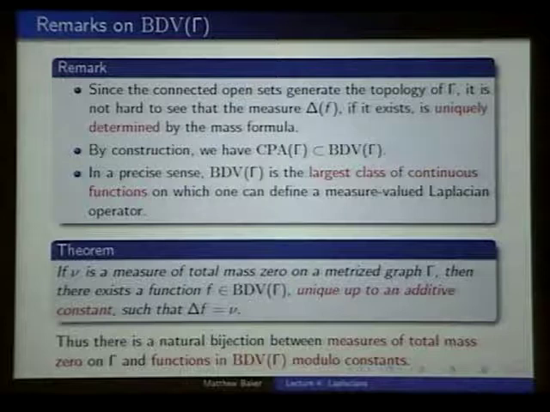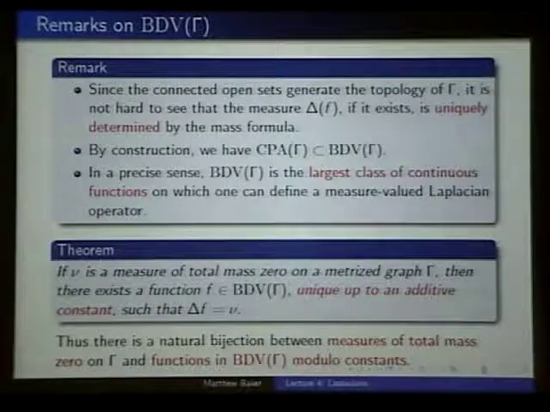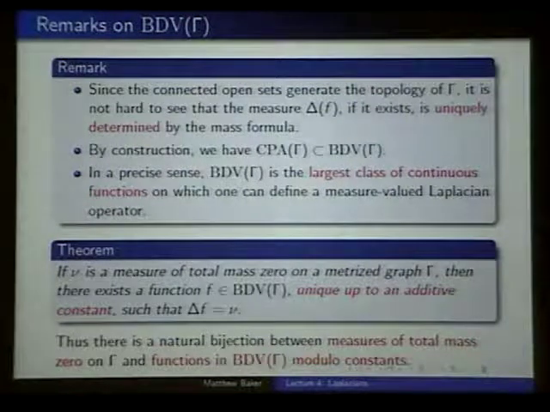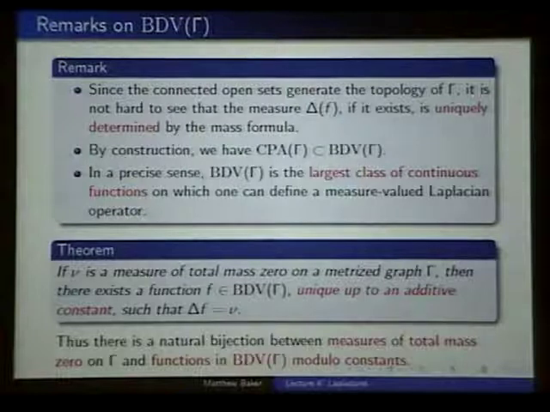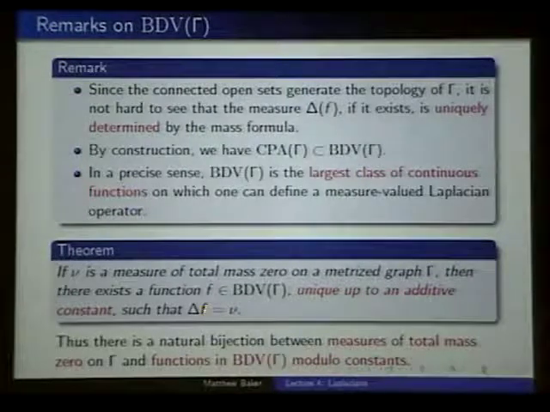And so that's what I just said. There's a natural bijection between measures of total mass 0 and functions in BDV. So these are just all things that you want to throw in, all kinds of functions that should be solutions to the equation Laplacian f equals any given measure of mass 0.